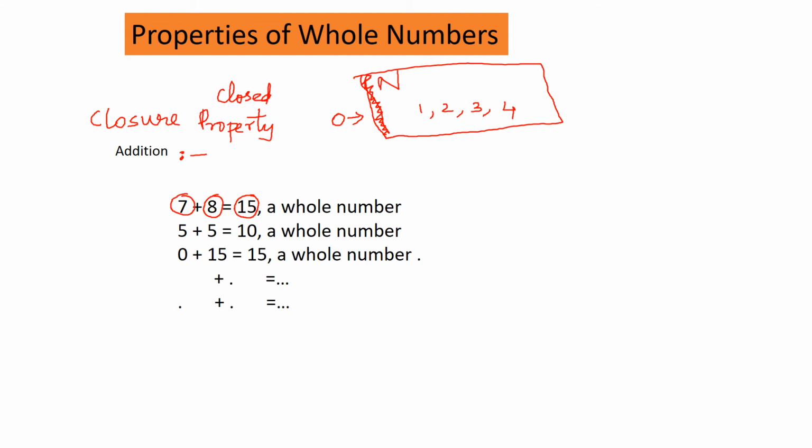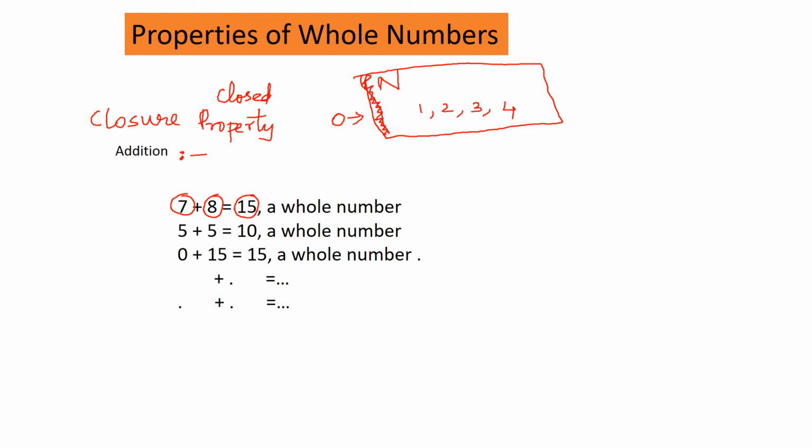Then below that, under addition, you write 7 plus 8 is equal to 15, comma, a whole number, whole, W-H-O-L-E, whole number. That is, 7 is a whole number, 8 is a whole number, 15 is a whole number.